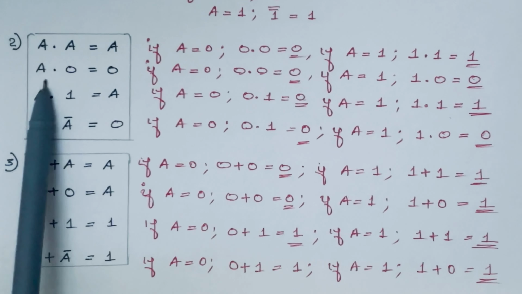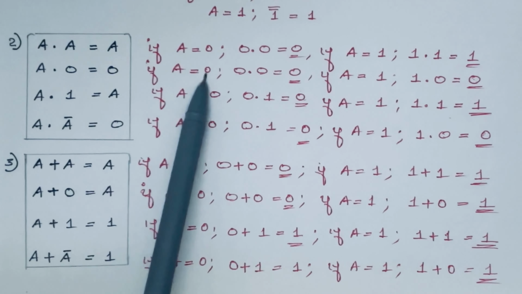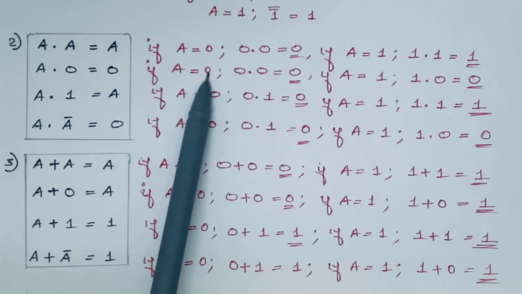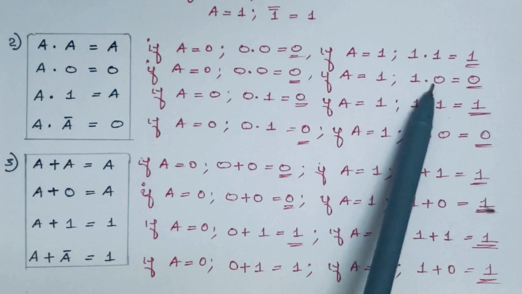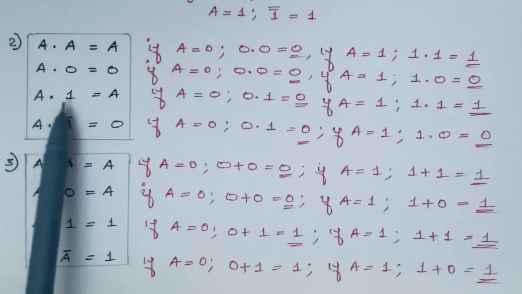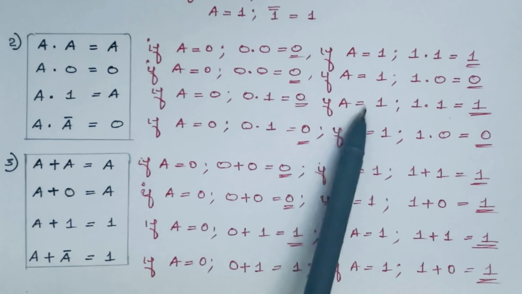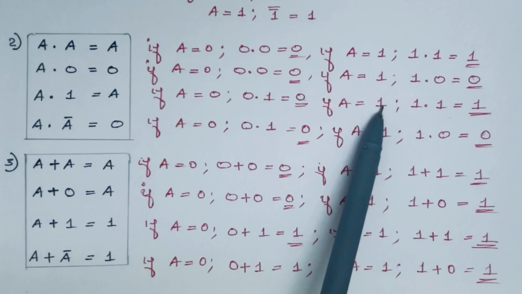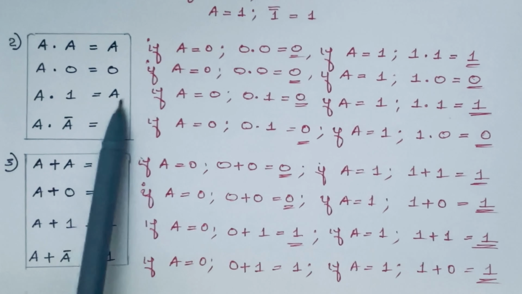The next rule is A dot 0 is equal to 0. If A equal to 0, 0 dot 0 is 0. Same way, if A equal to 1, 1 dot 0 is 0. So whether it is 1 or 0, if you are multiplying with 0, the answer is going to be 0. Next is A dot 1 is equal to A. We'll see the proof. If A equal to 0, 0 dot 1 is 0, that means A. If A equal to 1, 1 dot 1 is 1, again that is A. If you multiply any variable with 1, the answer will be the same variable.